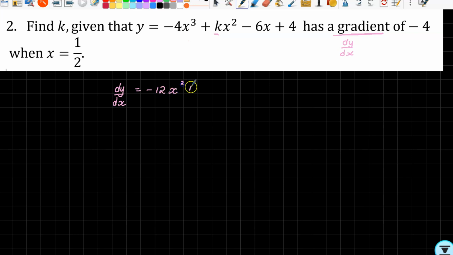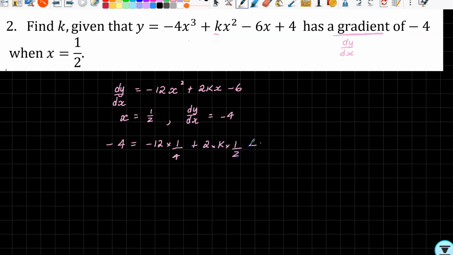So minus 12x squared plus 2kx minus 6. And what this is saying is that when x equals a half, dy by dx is going to equal -4. So let's sub in. Minus 12, a half squared is a quarter, plus 2 times k times a half, take 6, and basically simplify and solve.